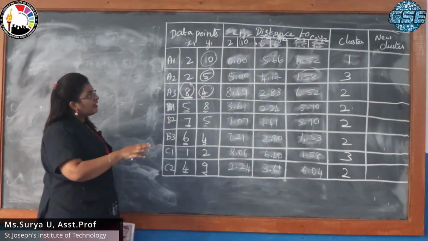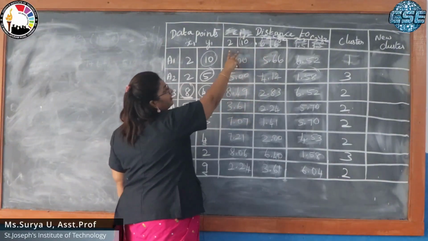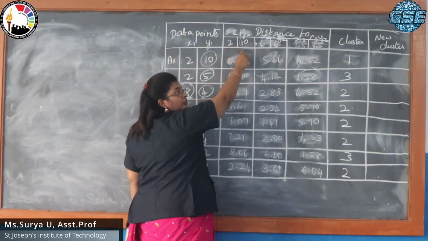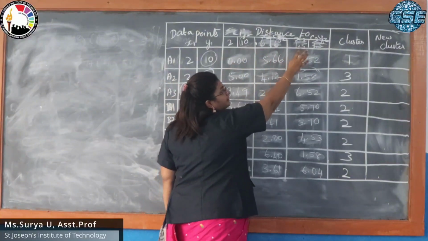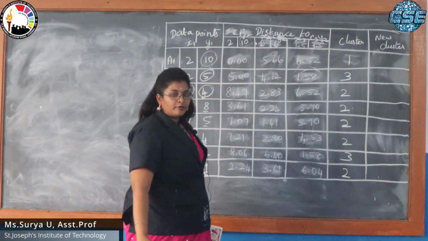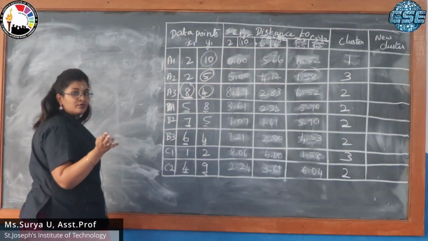Okay, now I have changed the new centroid values. See, I have changed here. So this is your centroid 1, right? 2, 10, and your centroid 2 is 6, 6, and the third value is 1.5, 3.5. So I have changed those data points. Okay, I have changed those centroids.